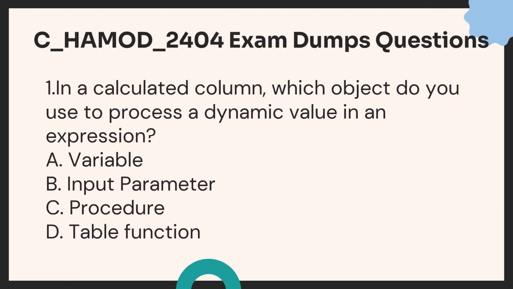1. In a calculated column, which object do you use to process a dynamic value in an expression? A. Variable, B. Input parameter, C. Procedure, D. Table function.